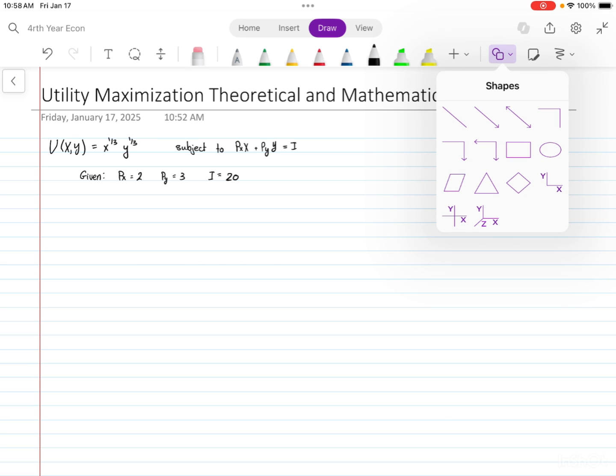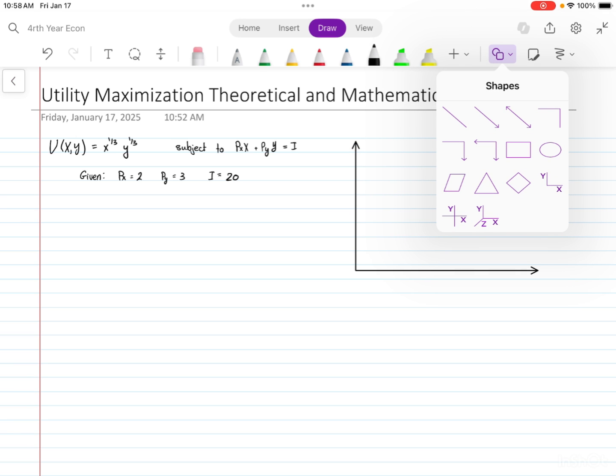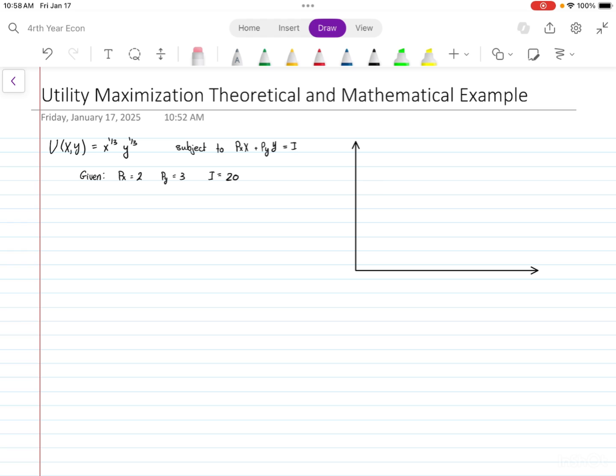Again, recall that utility maximization is when the indifference curve is tangent to the budget constraint. It's going to be where they're just touching. There we go. So here we have our budget constraint, and here we have our indifference curve.